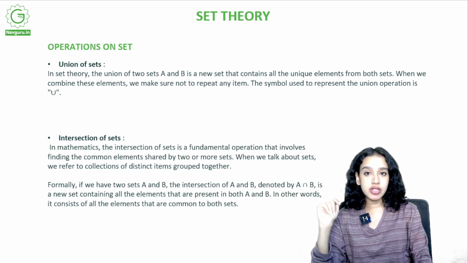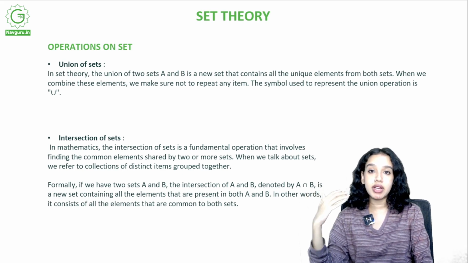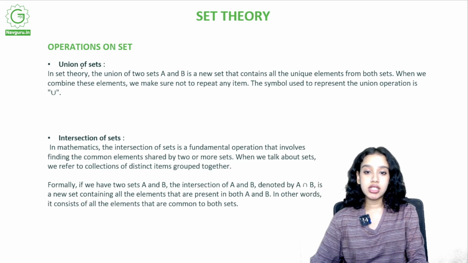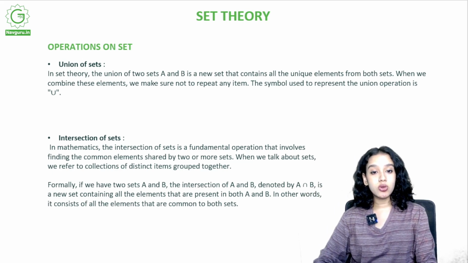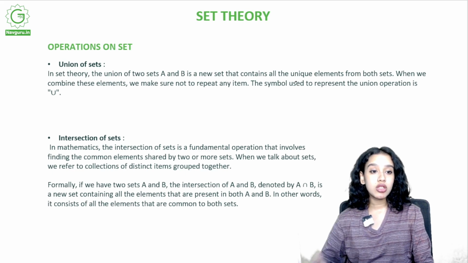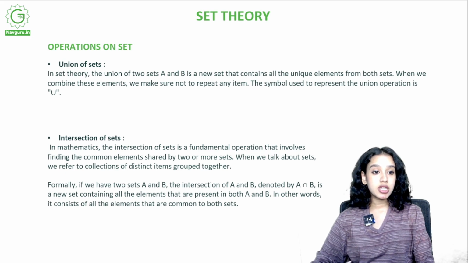Now, let's talk about some operations on sets. Union of sets is a very important thing in this chapter. Most of the questions come from the area of union and intersection. So let's see what union is. In set theory, the union of two sets A and B is a new set that contains all the unique elements from both sets. When we combine these elements, we are not repeating any item. The symbol used to represent the union operation is U.